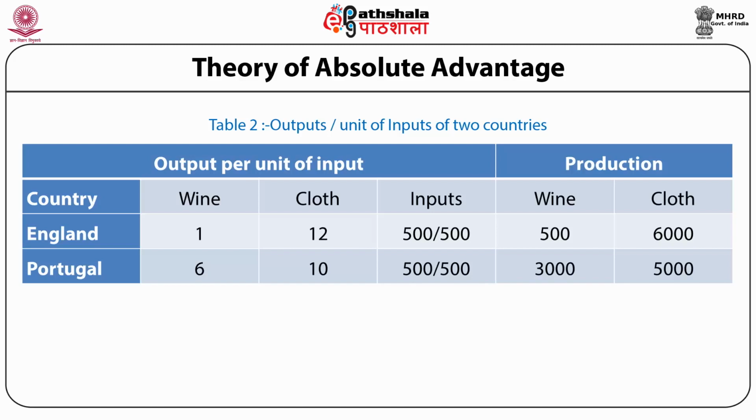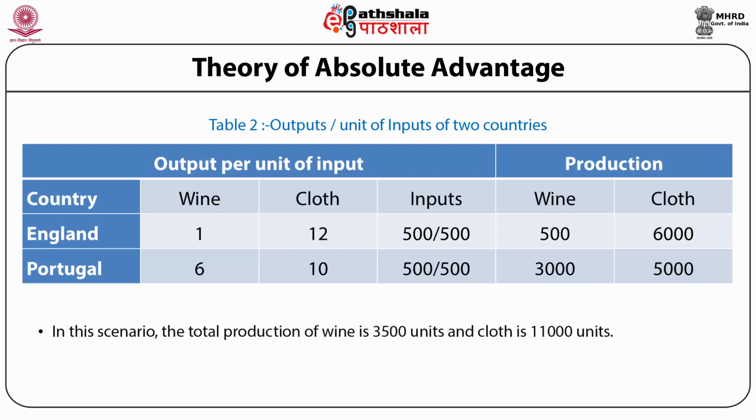If we multiply 500 with 1 unit of wine and 500 with 12 units of cloth, the total production comes out to be 500 for wine and 6000 for cloth for England. Similarly, for Portugal, for 6 units of wine output, the total production of wine is 3000, and the total production of cloth is 10 multiplied by 500, which is 5000. In this scenario, the total production of wine is 3500 units and of cloth is 11,000 units. Both countries consume what they produce.